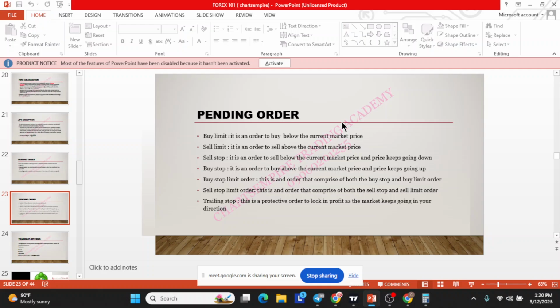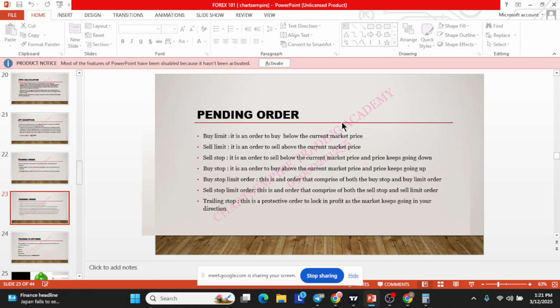Sell limit is an order to sell above. You don't want to sell at the current market price. When everybody is selling a particular product at 5,000, but you just keep on to your own product, you are not selling it. You want that particular product to be scarce in the market, and you know when something is scarce, the price tends to go up. So you want to sell when price has gone up, when the value of that product has gone up. That is when you want to sell. You want to sell at an expensive price so that you can make more profit.